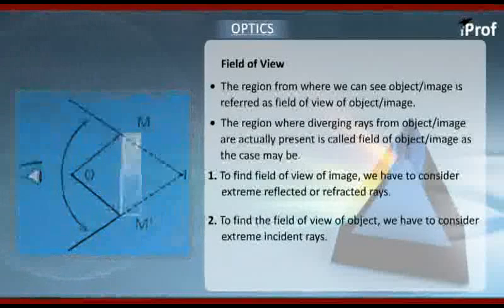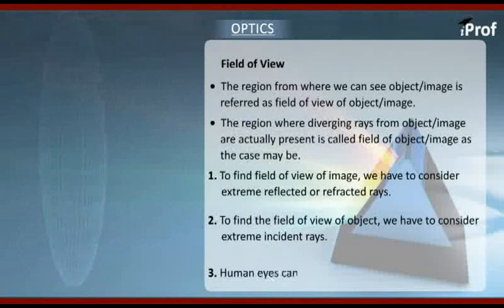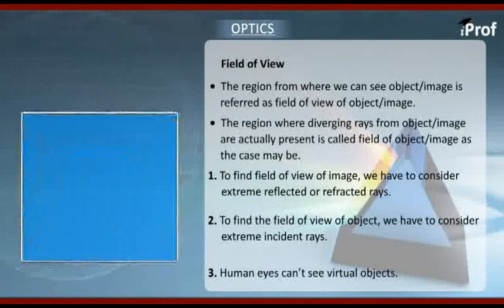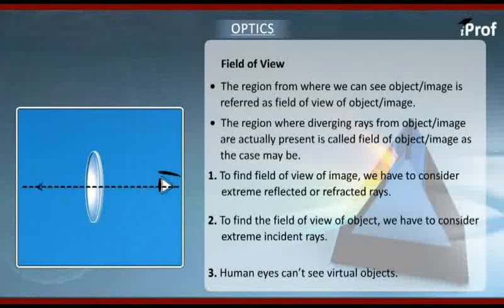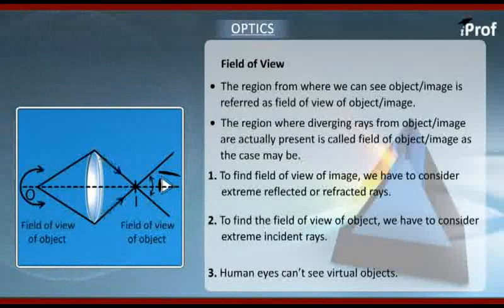So the field of view of image is marked as a shaded region, and we can see this image anywhere from the field of view. The third point that we have to understand very clearly is that as far as a virtual object is concerned, human eyes cannot see a virtual object, because in case of a virtual object, incident rays will be converging on the eye lens. Then the image will not be formed on the retina. So we can say a virtual object has no field of view.